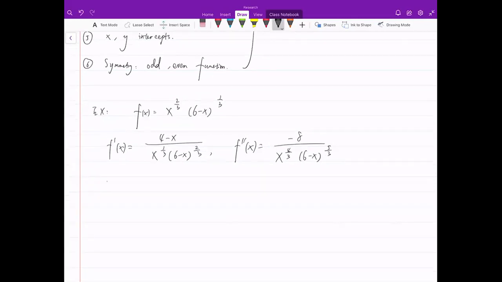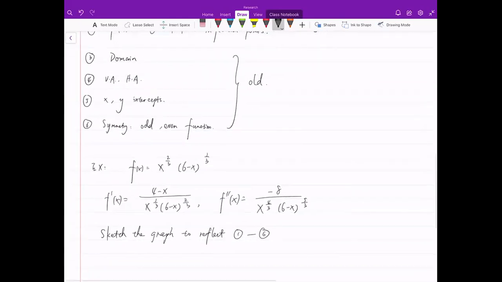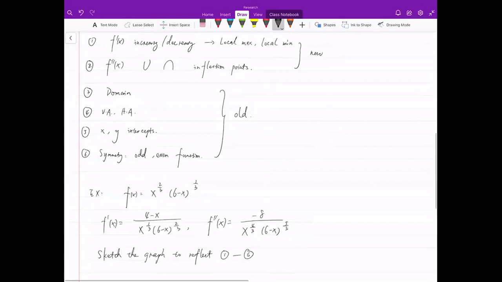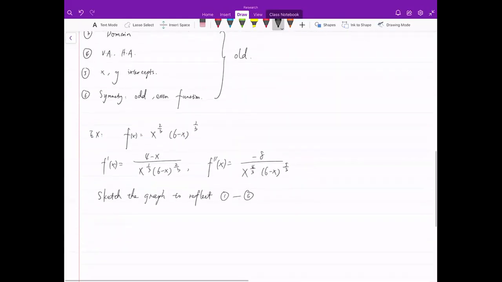So now can you go ahead and sketch the graph to reflect what we just wrote down from number 1 to number 6. Find the vertical asymptote, if any, horizontal asymptote, if any, XY intercept, if any. If there's any symmetry, try to identify it. And of course, use everything we learned about concave up and down, increasing and decreasing. Okay. Go ahead, try yourself. And if you get stuck, feel free to ask a question at any time.